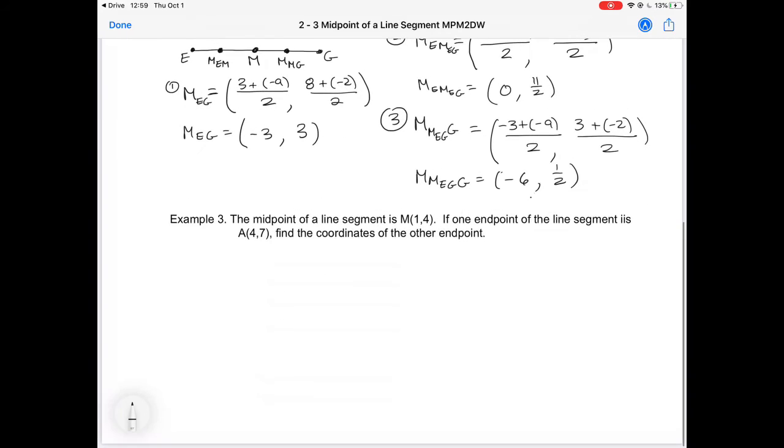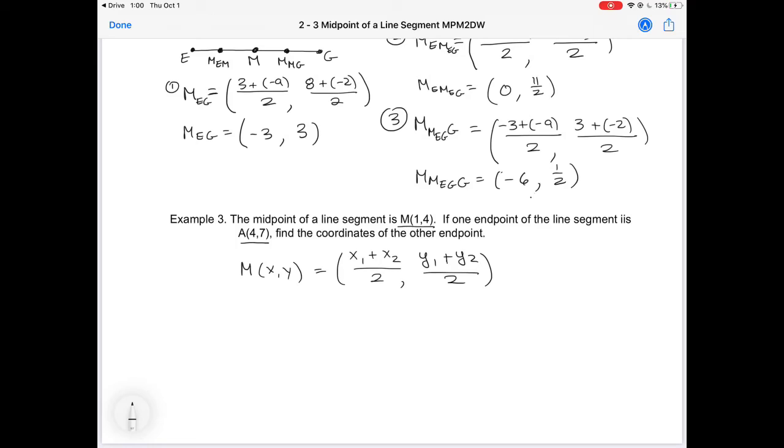The last example that we're going to do is another problem-solving example. And here I have the midpoint of a line segment is M, 1, 4, and I know one endpoint. So I'm trying to find the other endpoint. And so I'm going to start with my midpoint equation here. So I know that my midpoint is x1 plus x2 over 2 and y1 plus y2 over 2.